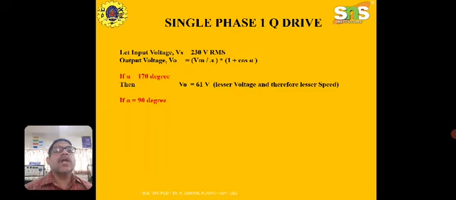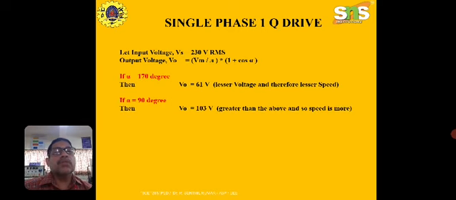See here, if the alpha is 90 degree, almost a quarter cycle is the output waveform, then the voltage is half of the input, that is 103 volt, almost half. It is greater than the above, therefore the speed is more.